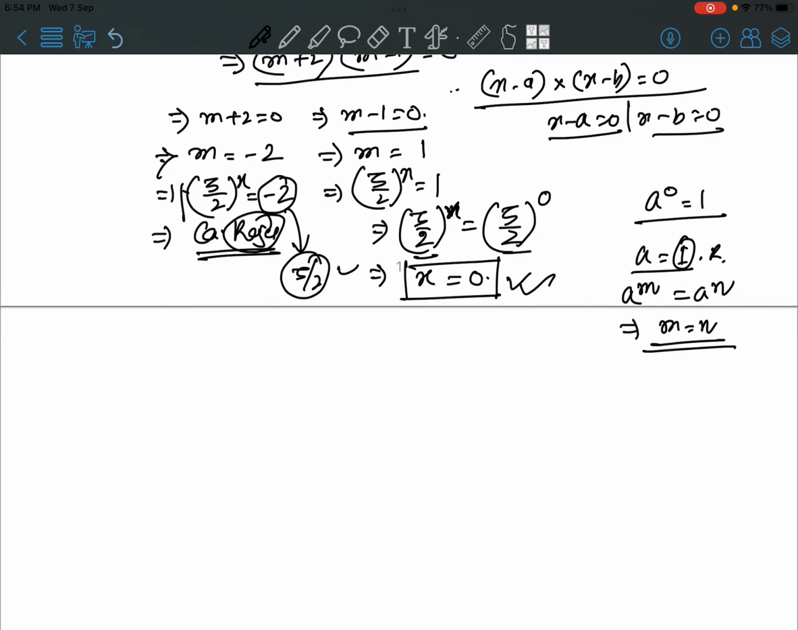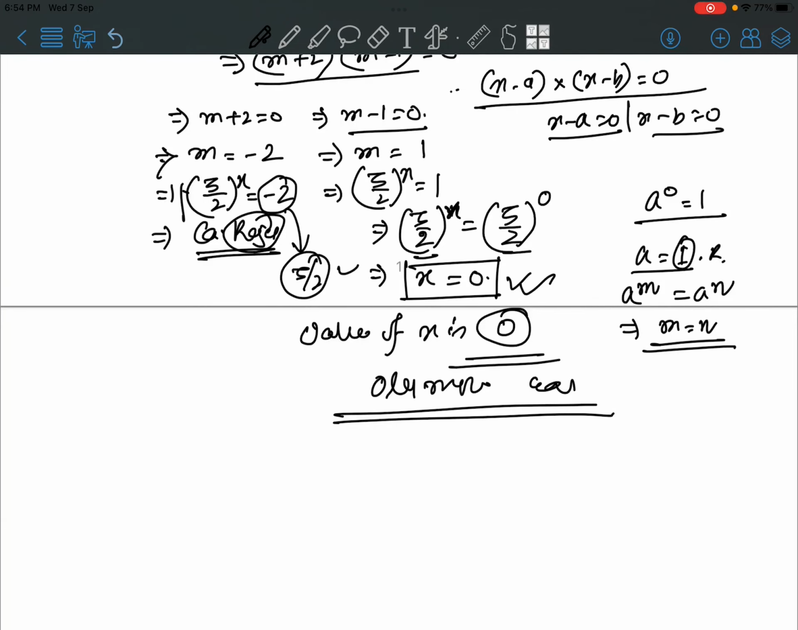So this is the final equation. So what is the value of x? The value of x is 0. This is an important equation which was asked in the Olympiad examination. So it is very important from the laws of indices point of view.